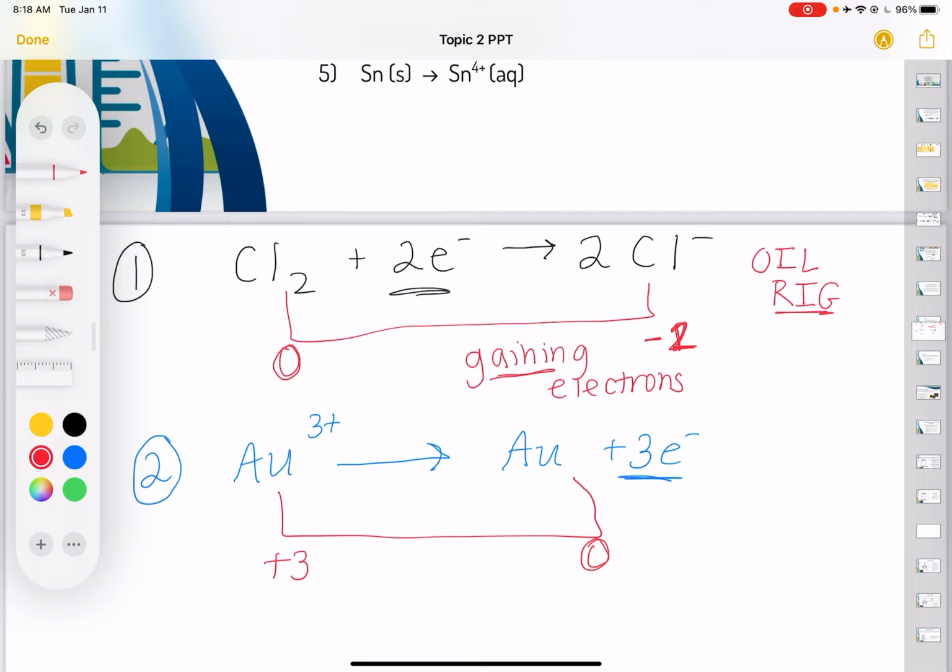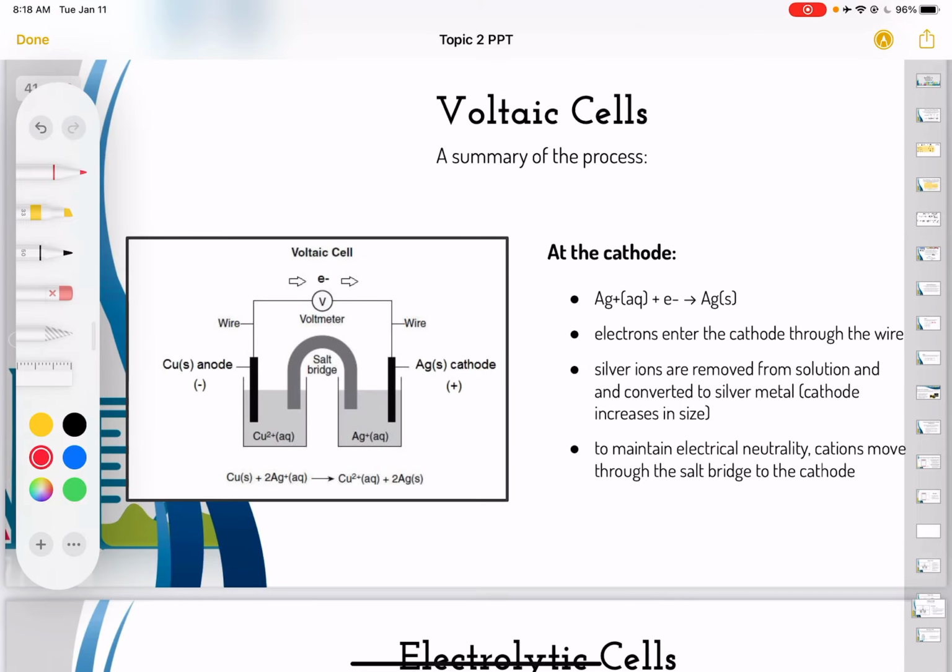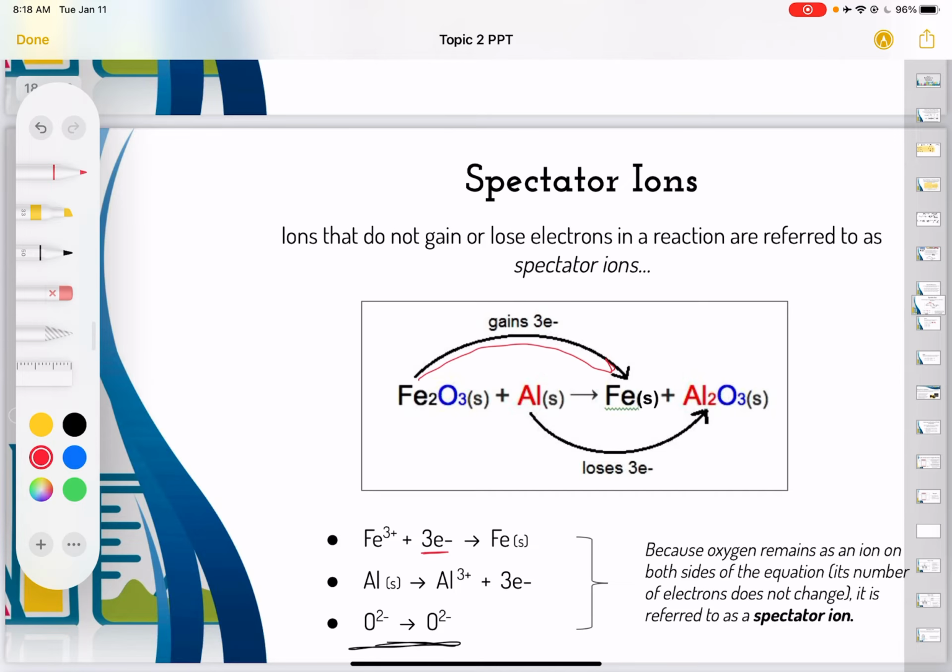All right, so if we look at the second reaction, gold goes from +3 to 0. So if we look at this, we're going from a positive towards a negative. So in this case, if we're becoming more negative, we should also be gaining electrons.